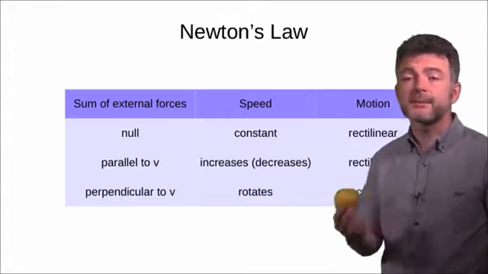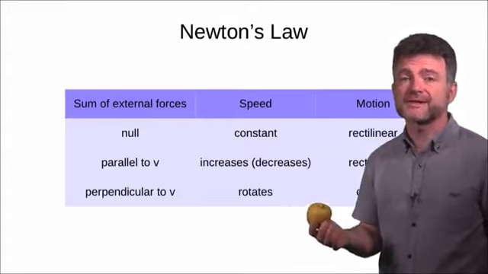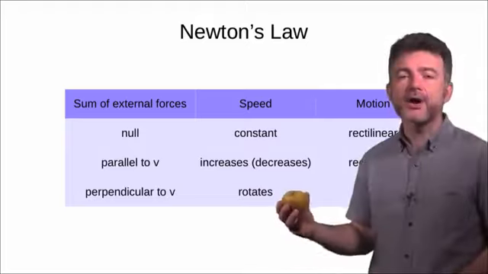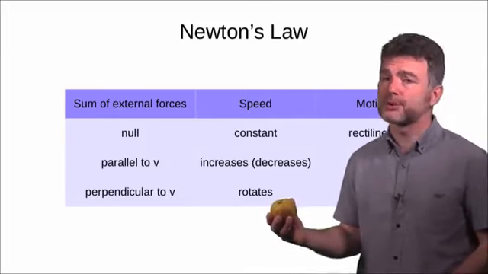So, we can sum up the main outcome of Newton's law in this table. When the sum of external forces is null, the speed is constant and the trajectory is rectilinear. When the sum of external forces is parallel to v, the speed increases or decreases, and so does the kinetic energy, but the trajectory remains rectilinear. And when the sum of external forces is perpendicular to v, the speed vector rotates, kinetic energy remains constant, and the trajectory is curved.